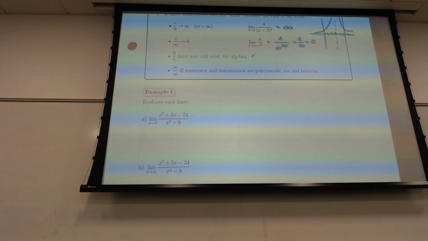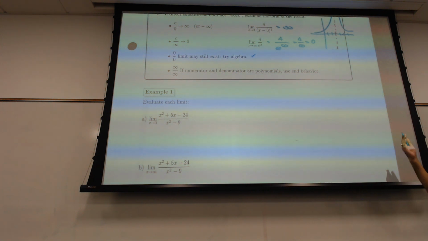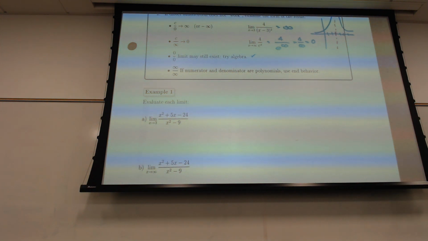The other indeterminate form is infinity over infinity. Whenever the numerator and denominator are polynomials, we can use the shortcuts from pre-calculus. When we have polynomial over polynomial and the degrees are the same, we just go with the ratio of the leading coefficients. If the degree in the denominator is larger than that in the numerator, the limit is 0. And if the degree in the numerator is larger than that in the denominator, there's no limit. Essentially, it's infinity.